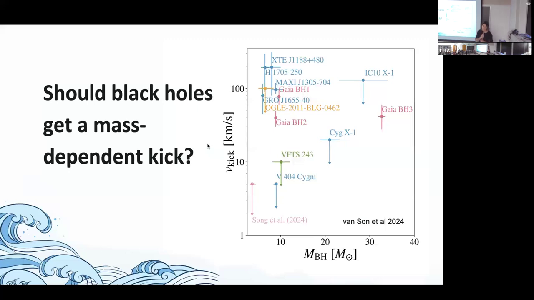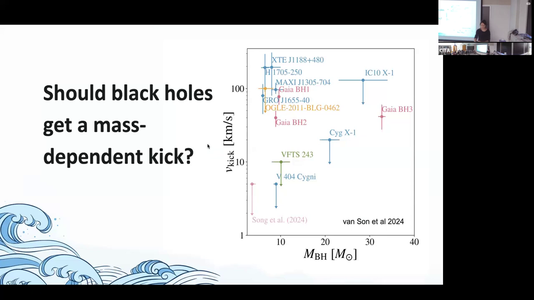In some cases, you have some difference on the kick from the requirement of the binary remaining bound. Although not really, but you do have to make strong assumptions about the previous evolution. So for example, Gaia BH3, this is under the assumption that it is coming from an isolated binary and that the eccentricity has to come from the kick. But there are many people who, rightfully maybe, believe that Gaia BH3 was not formed as an isolated binary, but from cluster dynamics.